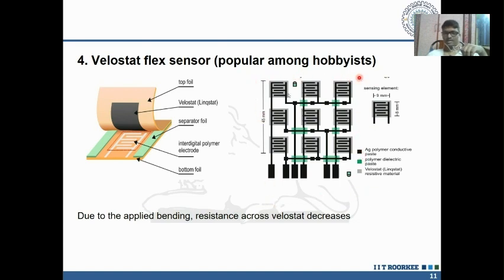This is the general matrix arrangement of this velocity single element. This is the velocity single element, one representation, and this is the matrix arrangement of this velocity sensor, and you will get the voltage drop across the terminals that we measure here.